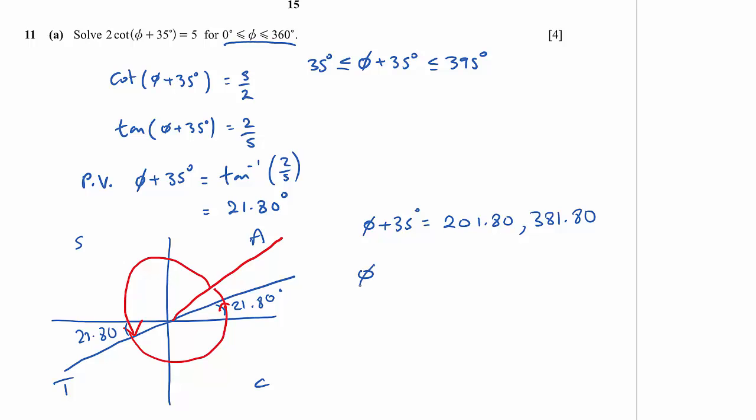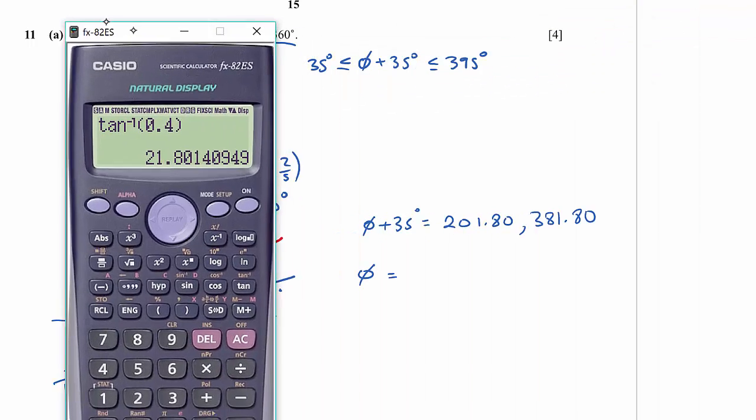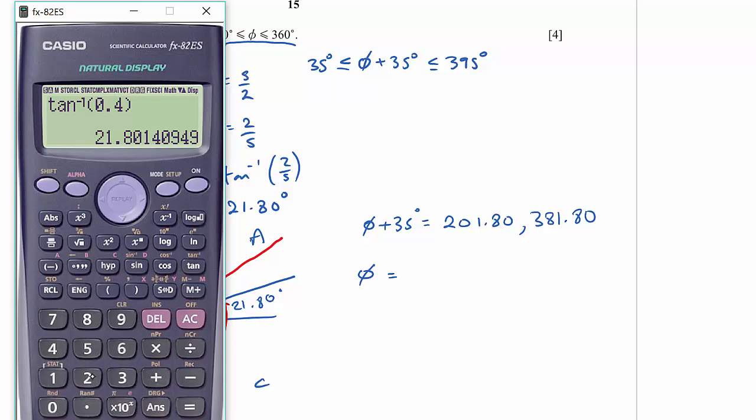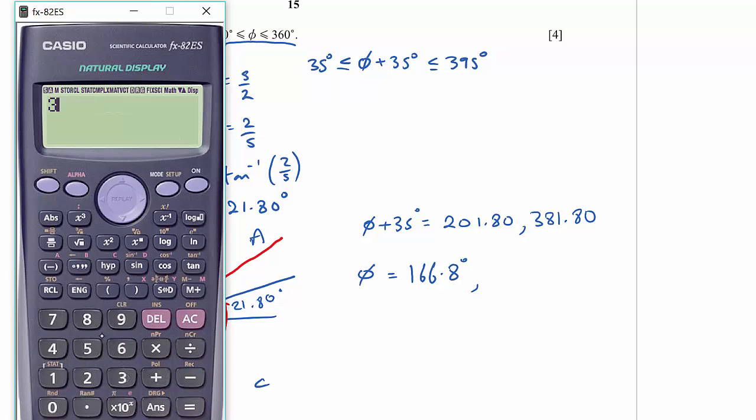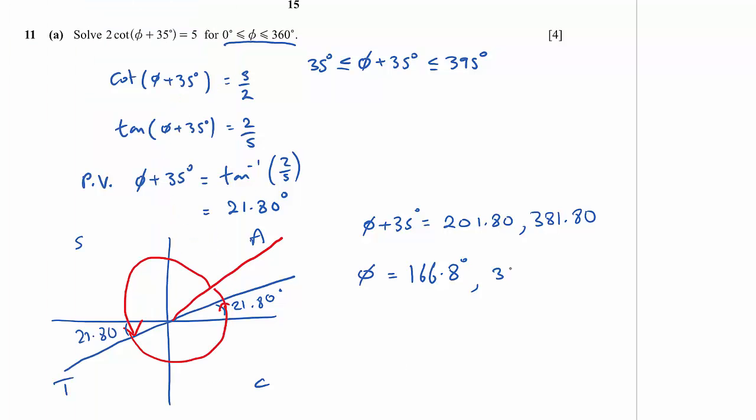And then what we need to do is take 35 off of each of those. So we have got 201.8, take away 35, so 166.8. And then 381.8, take away 35, gives me 346.8.